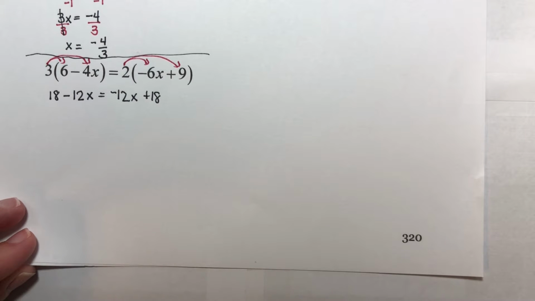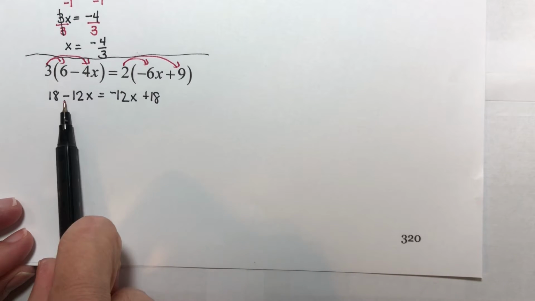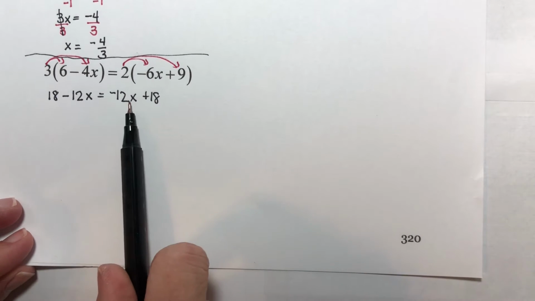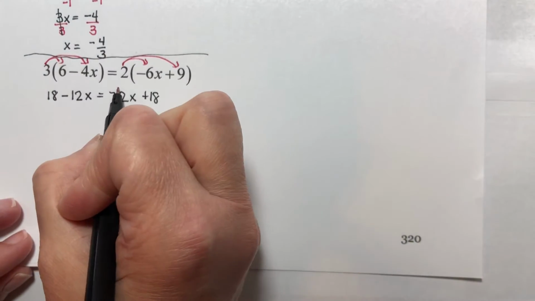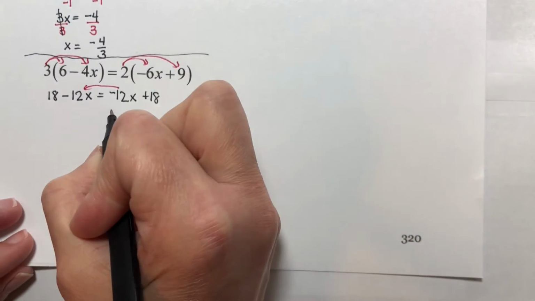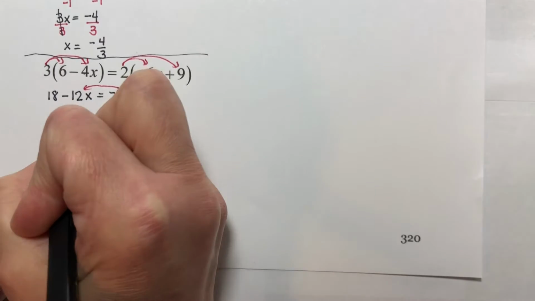We've got each side simplified. We're not allowed to combine anything because we don't have like terms on either side. Now we need to try to get our variables on the same side. So I want to move either the minus 12x or the minus 12x. These are looking pretty similar. Let's try moving this over to here. I'm going to add 12x to both sides.